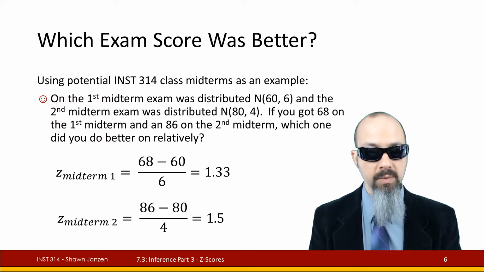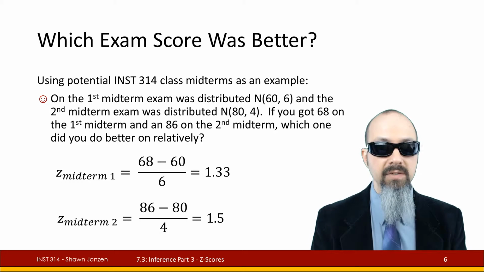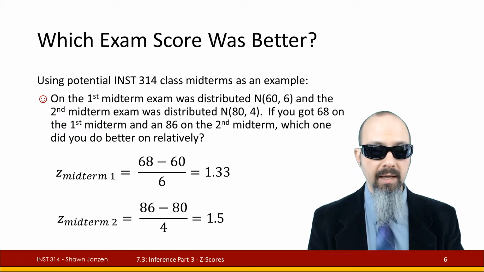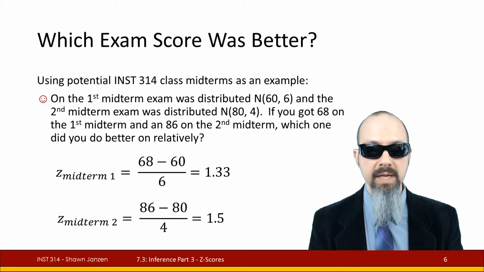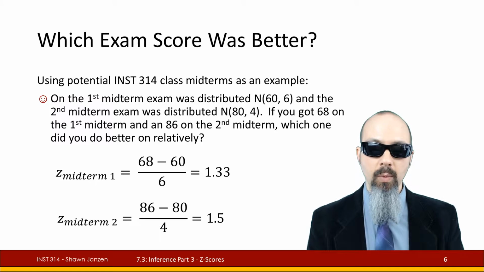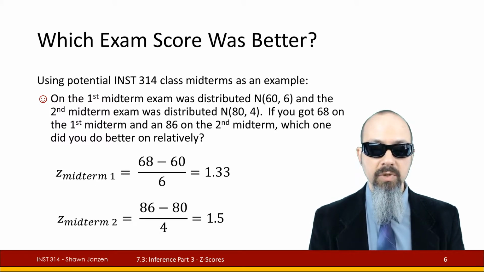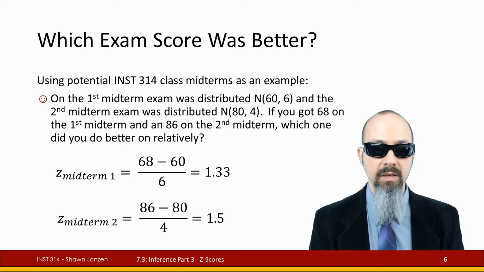The Z-score of the first midterm is our score of 68 minus the class average of 60 divided by the class's standard deviation of 6. When we do the math, that comes out to a Z-score of 1.33. On the second midterm, we had a score of 86. We subtract the class mean of 80 and divide by the class standard deviation of 4. That gives us a second midterm Z-score of 1.5.